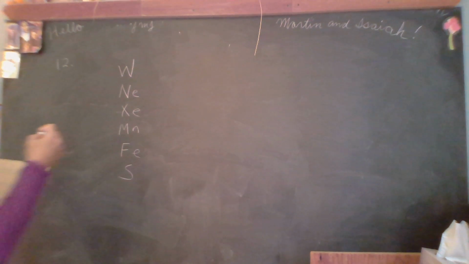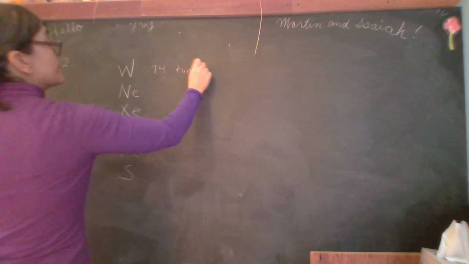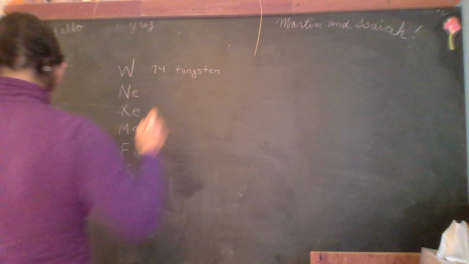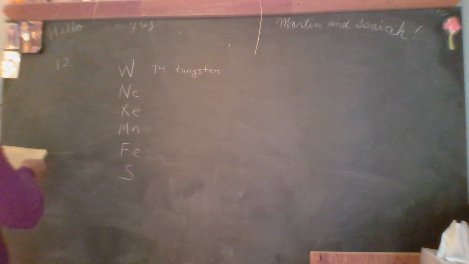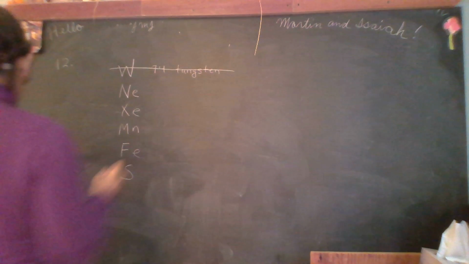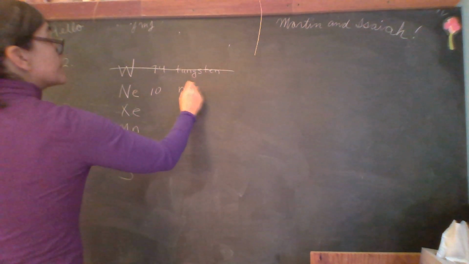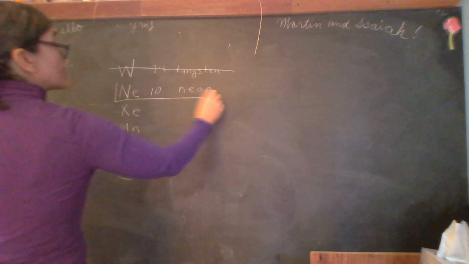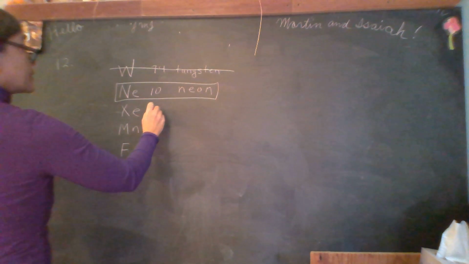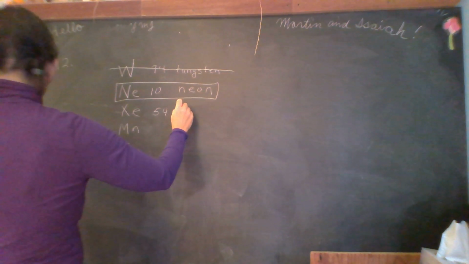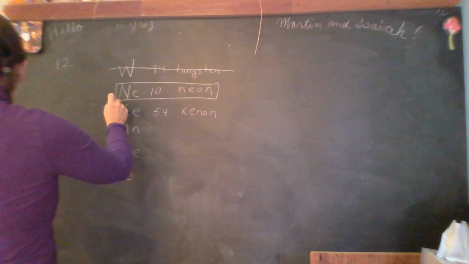This is tungsten, number 74, and it is a metal, so it would not be considered a nonmetal. This is neon, number 10, and it would be considered a nonmetal. This is also right near neon, number 54, xenon, also a nonmetal.